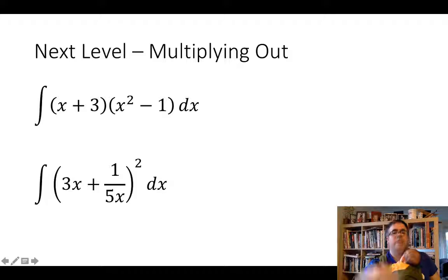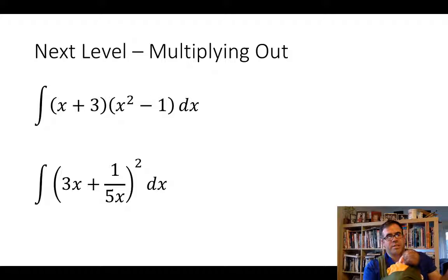Okay. So those were the basic things. And then the next level is just the manipulations that we have to do to use those basic things. So the first level is multiplying out. And that happens in a lot of cases, but in this case, we've got binomials multiplied together. So we've got x plus 3 times x squared minus 1 dx. We're integrating that.